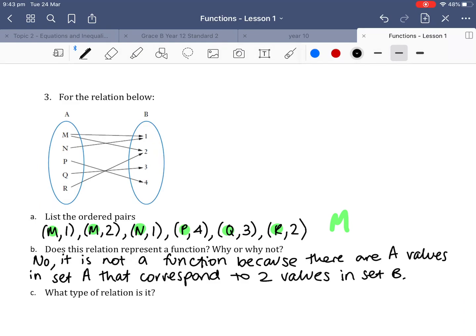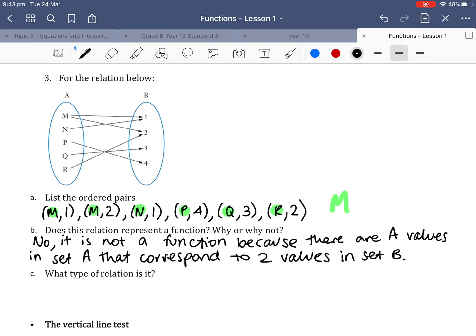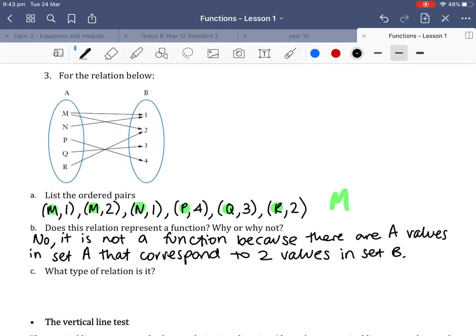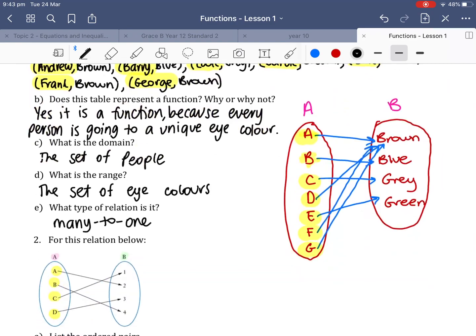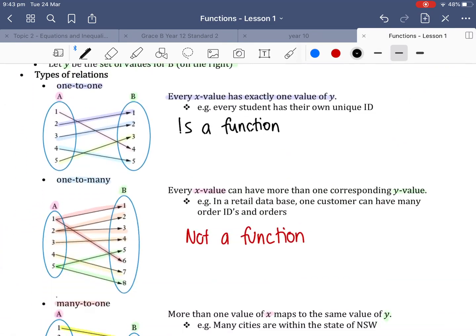You won't really be asked to explain why or why not it's a function, but as long as you know that you check if the x values repeat or not, and if the x values repeat, it's not a function pretty much. So because it is not a function, we need to work out what type of relation it is.